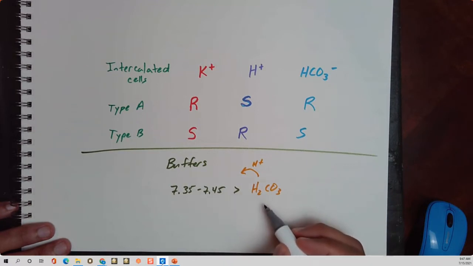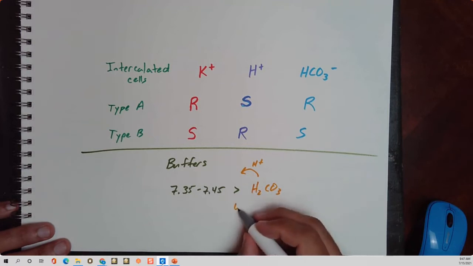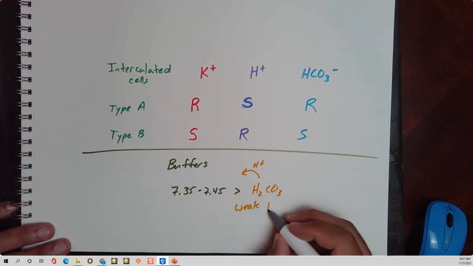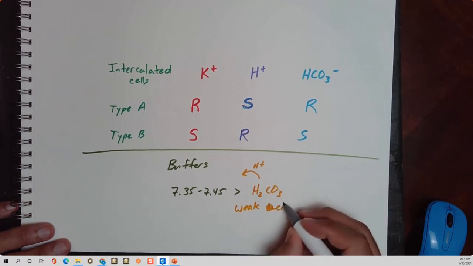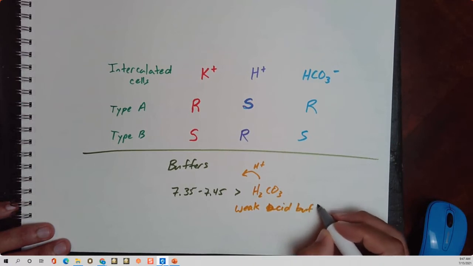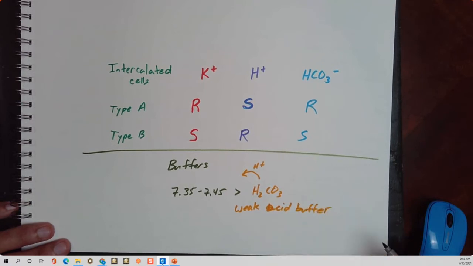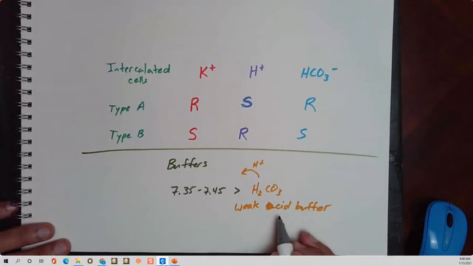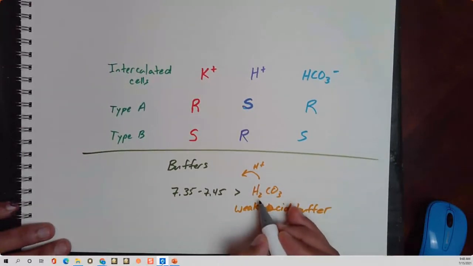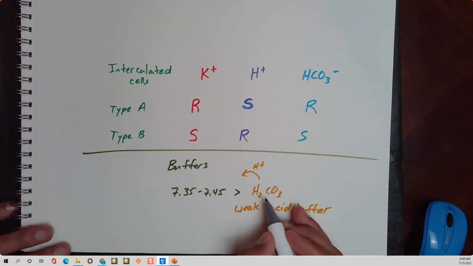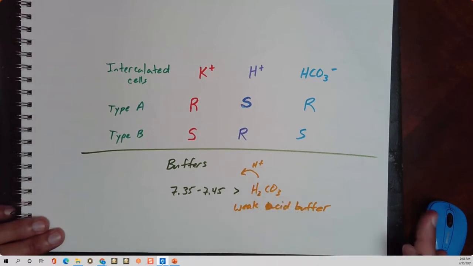Therefore, this is called a buffer. This is a weak base, or sorry, this is a weak acid buffer. Carbonic acid is a weak acid buffer. It can release hydrogens into solution when we need it to. It also is going to release hydrogens into solutions when we don't need it to sometimes, but that's a whole other story.